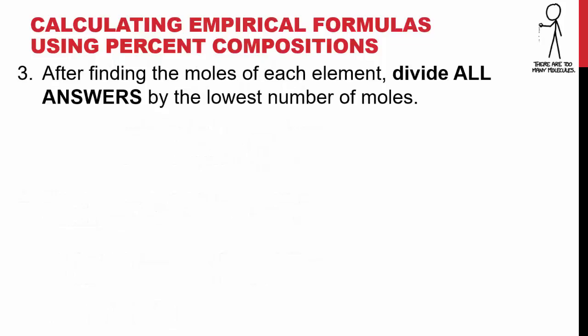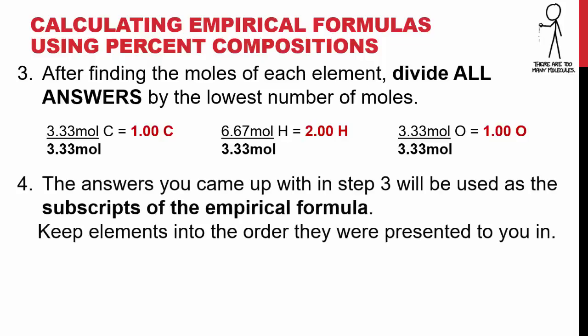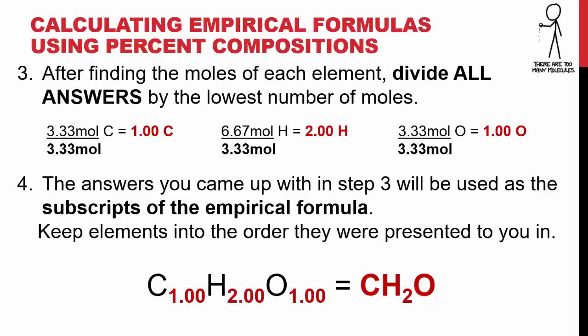So after we find the moles of each, we're going to divide all answers by the lowest number of moles. And again, the 3.33 was the smallest number. So we're going to divide all three of those values of moles by the 3.33. This will give us how many carbons, hydrogens, and oxygens were actually in the compound. So the answer you came up with will be the subscripts that we're going to use for the empirical formula. So this 1, 2, and 1 that you see ends up being 1 carbon, 2 hydrogens, 1 oxygen. So it gives us the empirical formula of CH2O.